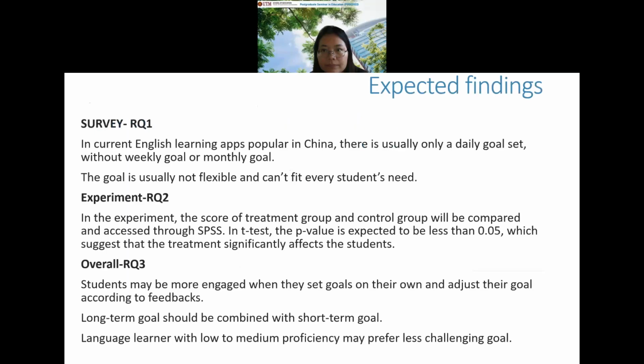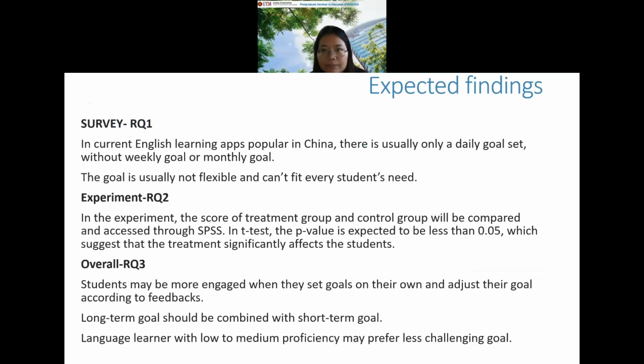The expected finding through the survey is that in the current popular English learning apps, there are many limitations, such as there is only a daily goal set without weekly goal or monthly goal, and usually the goal is not flexible. Therefore, it can't fit everyone's need.